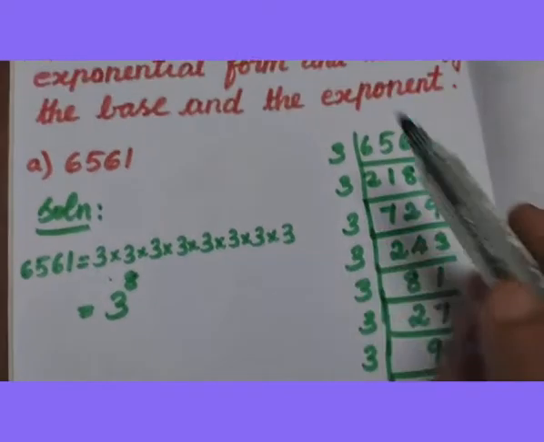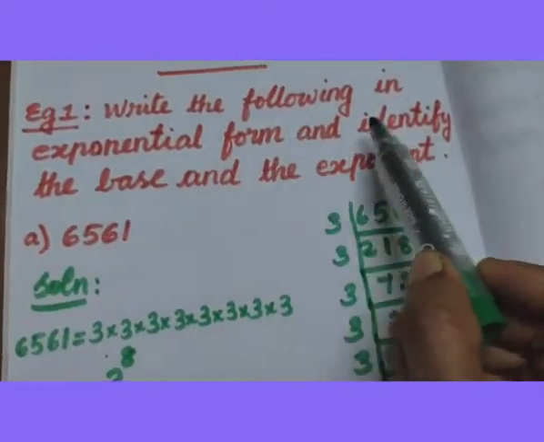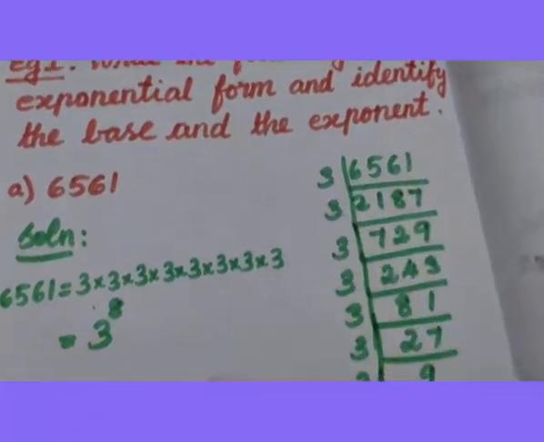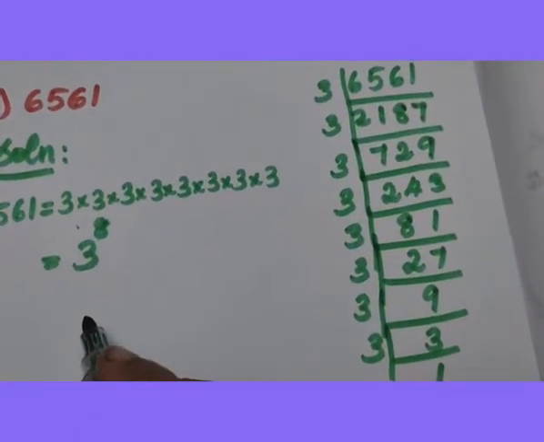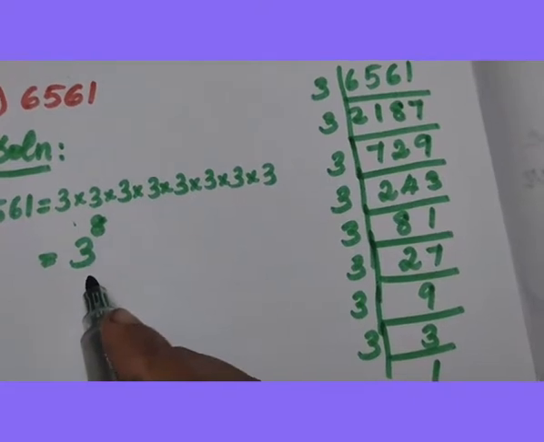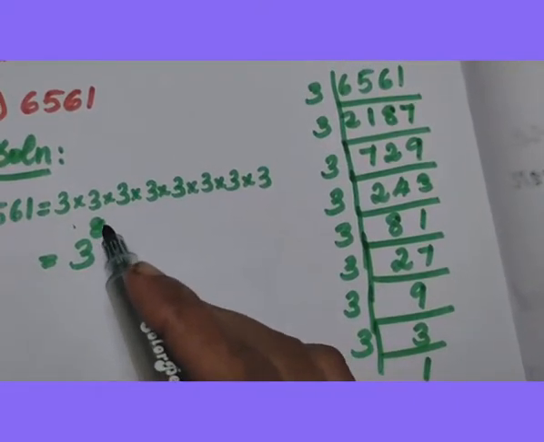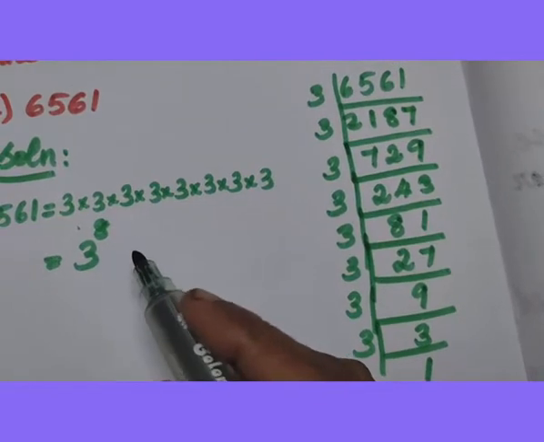Okay, after finding, write the following in exponential form. Then identify the base and the exponent. Say here, what's the base? Yes, 3 is the base. What's the exponent? Yes, 8 is the exponent, or power. Okay.